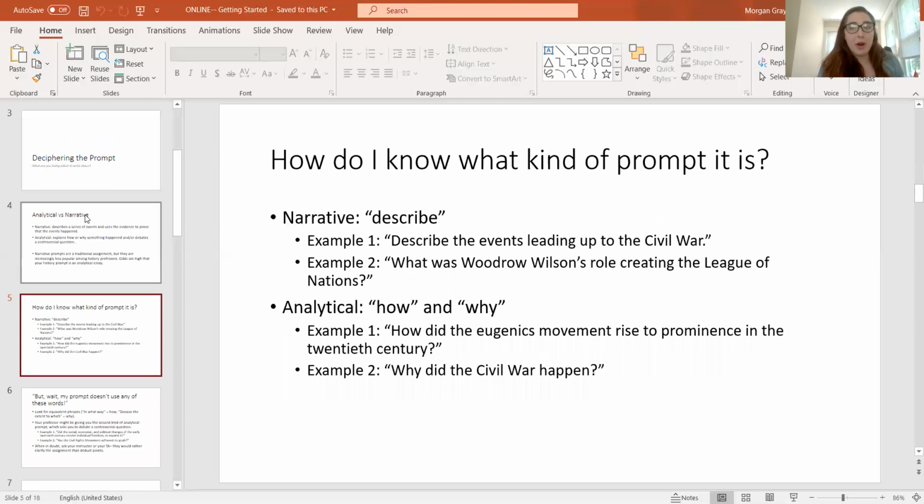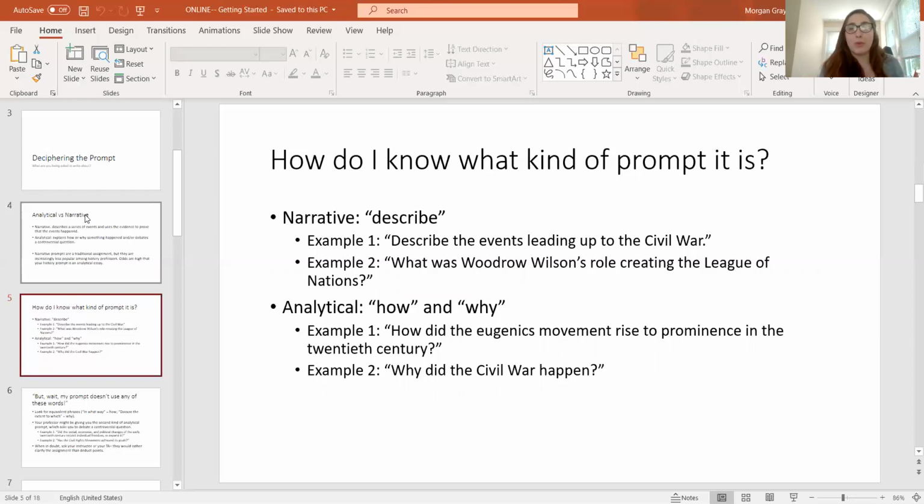How do you know what kind of prompt you have? Narrative uses words like describe. So for example, describe the events leading up to the Civil War, or what was Woodrow Wilson's role in creating the League of Nations? These are straightforward prompts. If you have read your class material on the Civil War, you will be able to tell them what events in order. First it was this, then it was this, then it was this, with all of your citations from the textbook.